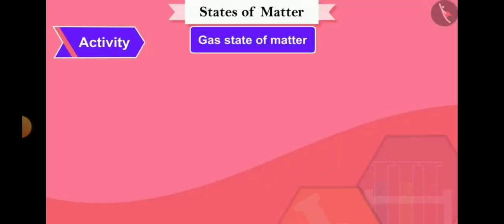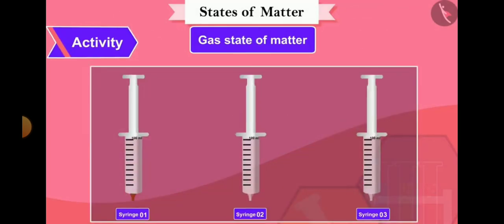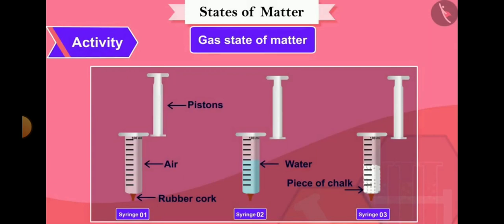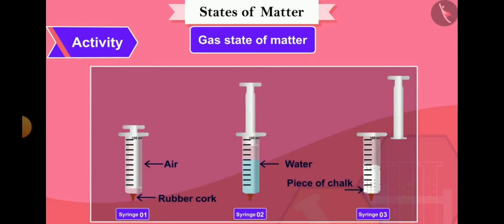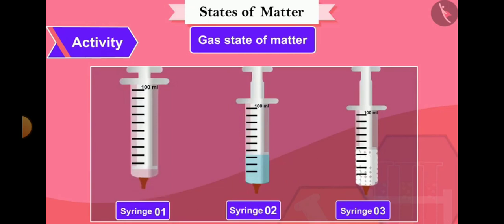Now, let's do an activity. Take 3 syringes of 100 ml and close their ends with rubber cork. Remove all the syringe pistons and now let air in the first syringe. Fill water in the second syringe and a piece of chalk in the third. Now try to compress all 3 pistons by putting them in the syringes. What did you see? You can see that the first piston was the most easily pressed.